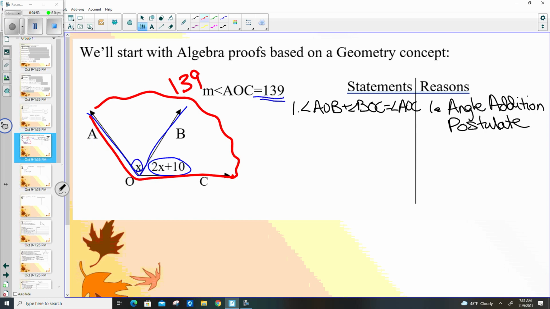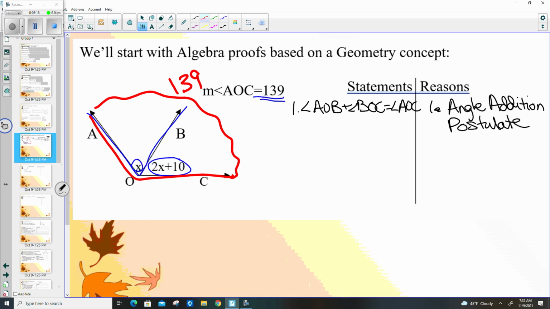The further we get into proofs, the more you will abbreviate. Usually I put an angle symbol there, the word add, and then post. So angle symbol for angle, add for addition, post for postulate. And I'm 100% fine with that. As long as I can understand what your abbreviation means, you can abbreviate. You don't need to write out entire words.